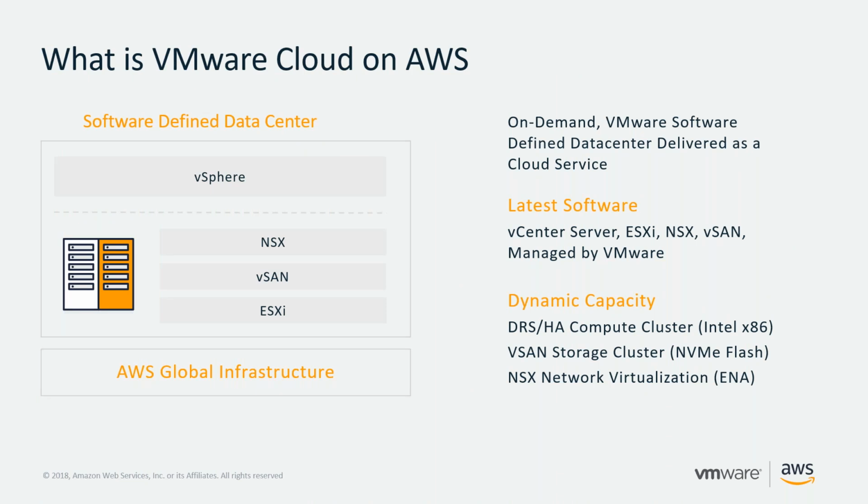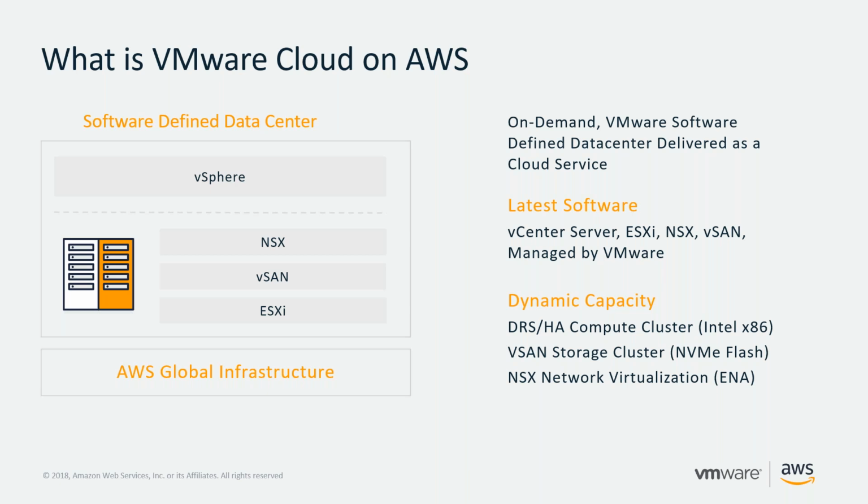So what is VMware Cloud on AWS? It's an on-demand VMware software-defined data center delivered as a cloud service. It's going to include the latest software. So that means the latest version of vCenter Server, ESXi, NSX, vSAN, and this is managed by VMware. You also gain the dynamic capacity. So DRS HA compute cluster from an Intel x86 platform, vSAN storage cluster with NVMe flash drives, NSX network virtualization through ENA.